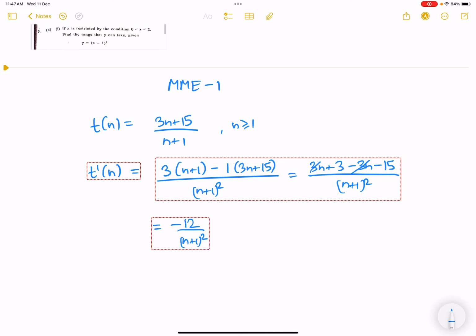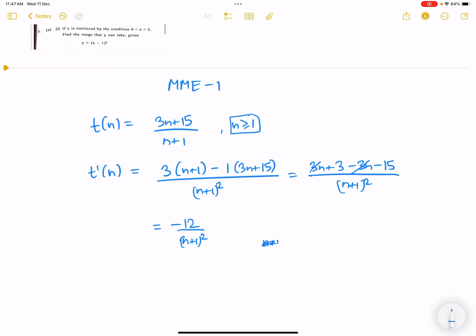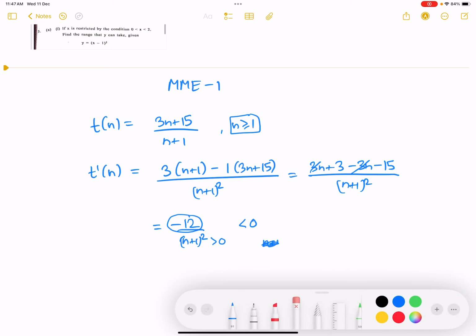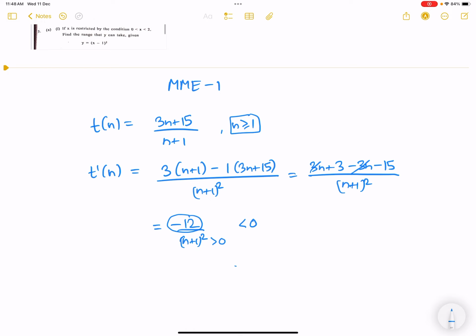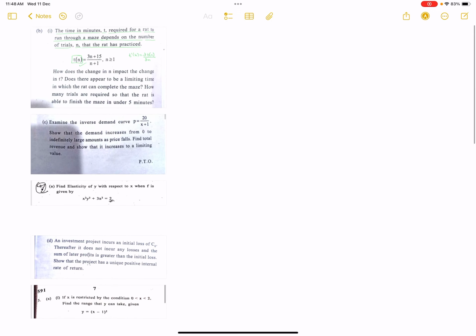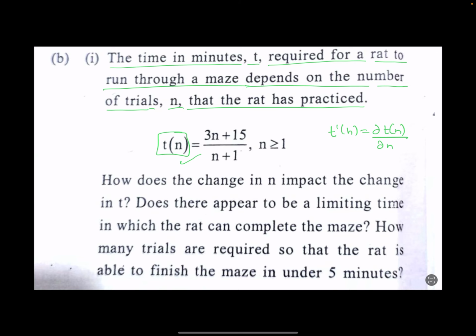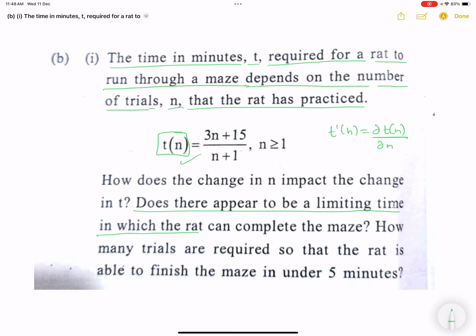What we can see is that since n is greater than 1, (n plus 1) square would any day be greater than 0. And since we have minus 12 here, this whole term is less than 0. So the economic interpretation is, as the number of trials increases, it would take less time for the rat to clear the maze. If you keep on increasing the number of trials, it would take less time for the rat to clear the maze. Now the second part: does there appear to be a limiting time in which the rat can complete the maze?